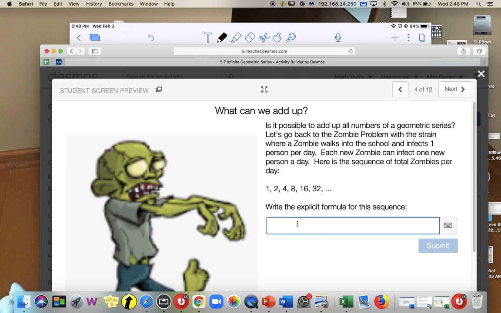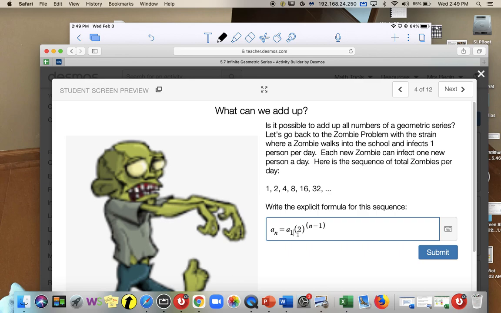Let's practice writing the explicit formula for this sequence. We can see this is geometric. So we can say A sub n. So for any day, the number of zombies will be the number of zombies the first day times, because it's being multiplied by 2 every time, 2 to the n minus 1 power. So I'm going to do shift and then 6 to get that caret key, and then n minus, oh, it doesn't like that, so I have to put that in parentheses, n minus 1. All right, so there's the explicit formula.